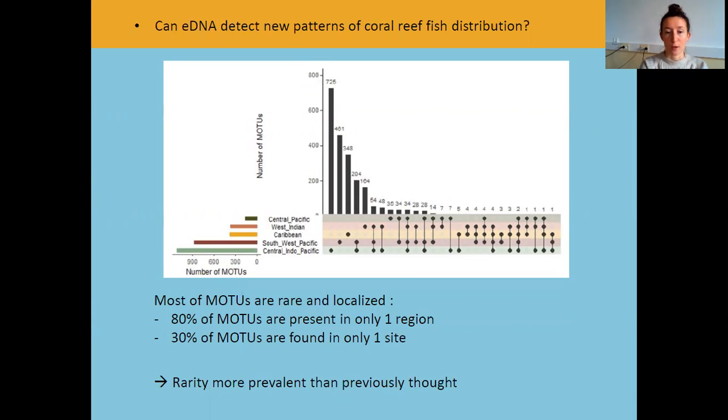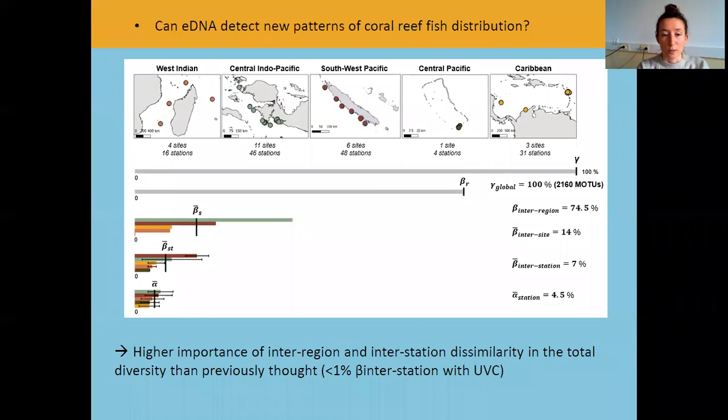One of them is the higher rarity of MOTUs than expected. As we can see here, most of the MOTUs are rare and localized. 80% of the MOTUs are found in only one region and 30% in only one site. Partitioning the diversity between different spatial scales further shows that 75% of the total diversity is due to inter-region dissimilarity and 14% to inter-site dissimilarity.